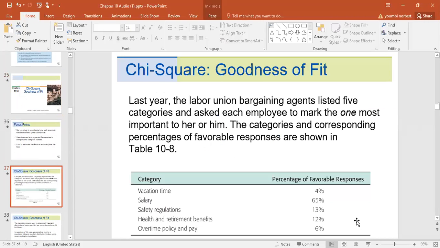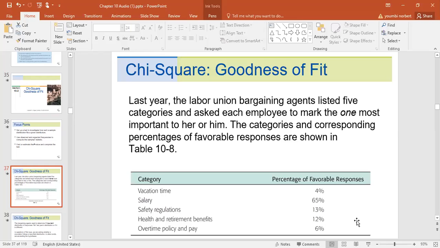Here, the labor union bargaining agents listed 5 categories and asked each employee to mark the one most important to her or him. The categories and corresponding percentages of favorable responses are shown. So which one do you prefer at your work? Why did you choose this one? What was the most important motivation to decide to work here? People might say vacation time, some people salary, some people the safety and regulations of the place of work, some people health and retirement benefits, some people the overtime policy and pay for overtime.